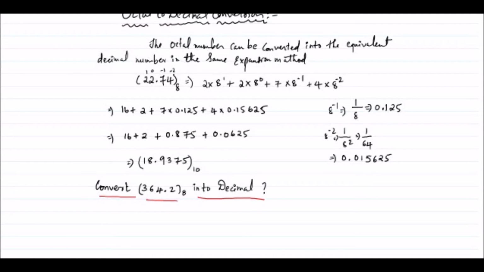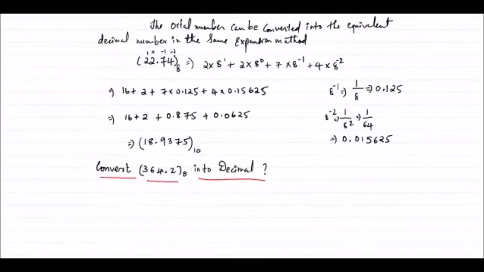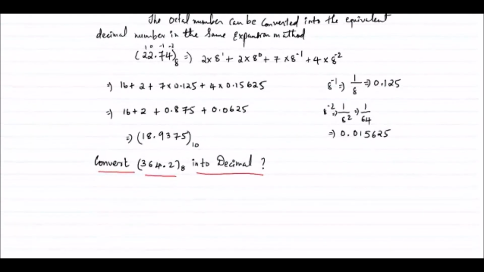So 1 by 64 is 0.015625. If I multiply these values, it's 16 plus 2 plus 7 into 0.125 plus 4 into 0.015625. If I multiply this, I have 16 plus 2 is 18, plus 0.875 plus 0.0625. If I add these values, I have 18.9375. If you want, you can try the example which I have written here.